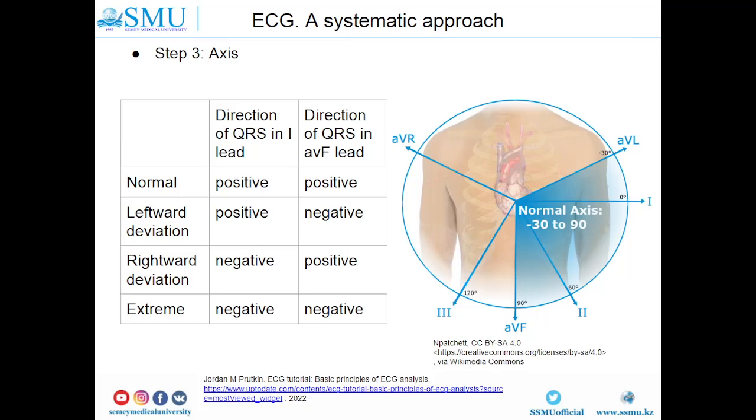Okay, next one. If you have a predominantly positive QRS complex in the first lead but a negative QRS complex in the aVF, negative means that the ratio between R and S waves is less than 1. In this case, we have leftward deviation of axis. In case of rightward deviation of axis, we have a negative QRS in the first lead and positive in the aVF lead. If you have a negative QRS complex in both the first and aVF leads, it means that your ECG has an extreme axis.